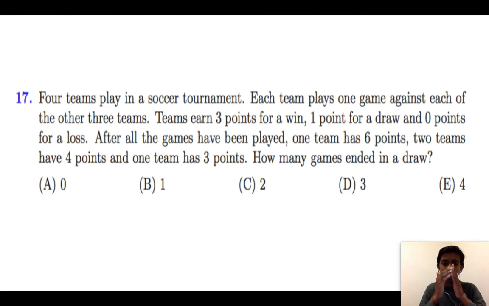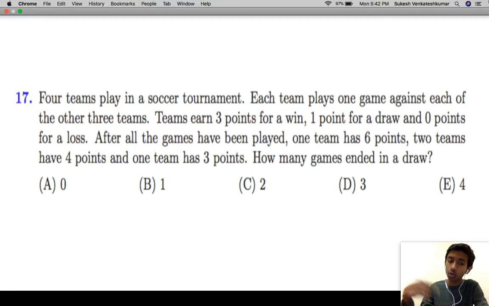Okay, guys, basically what we need to do here is apply logic. So, one team with 3 points. Let's start from the 3. What could have possibly happened? If it's 3 points for a win and 1 point for a draw, he couldn't have drawn all the games.